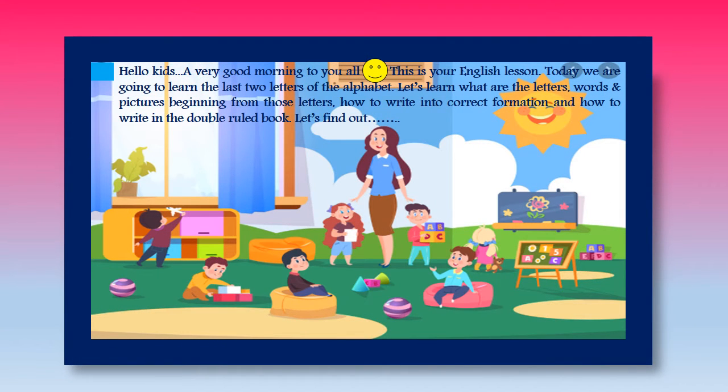Hello kids, a very good morning to you all. This is your English lesson. Today, we're going to learn the last two letters of the alphabet. Let's learn what the letters are, words and pictures beginning with those letters, how to write them in correct formation, and how to write them in the double rule book. Let's find out.